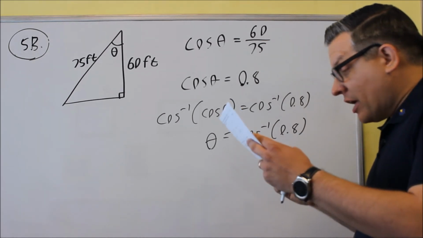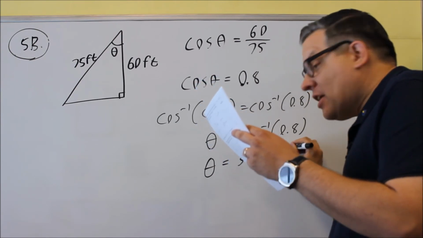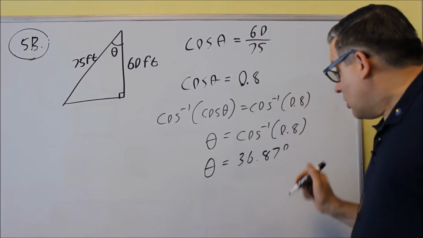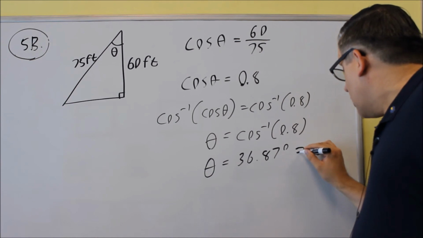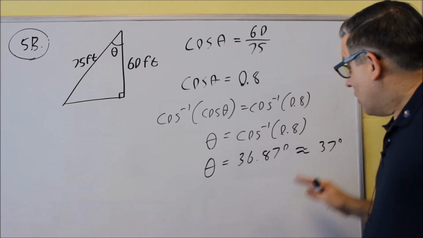And if you put that into your calculator, we get theta, if we round it to two places, will be 36.87 degrees. But it does say round to nearest degree, which means that would round to 37 degrees, and that would be what you would put.